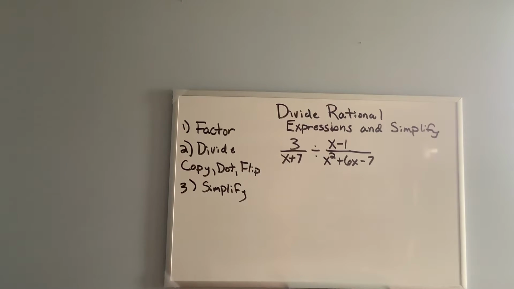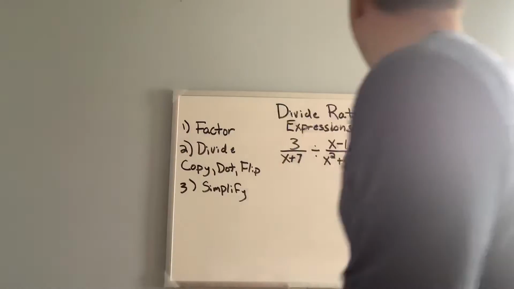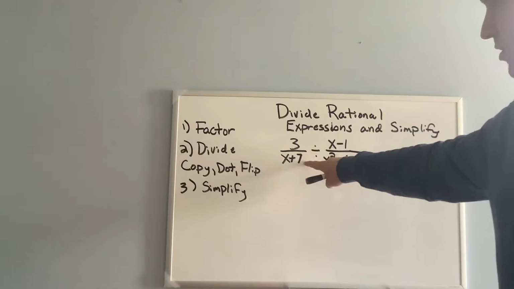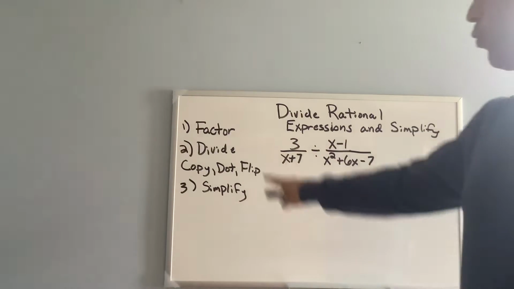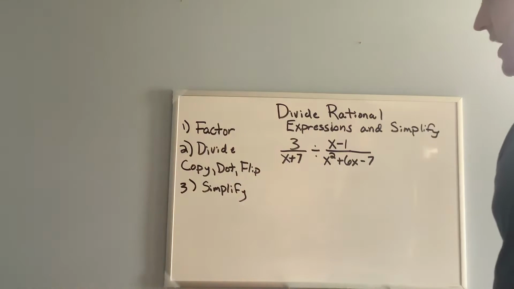So now we're going to look at dividing rational expressions. So here's the process. We're going to factor both expressions in the numerator and the denominator. We're going to divide using copy-flip, that's a mnemonic most of you use. And then we're going to simplify.